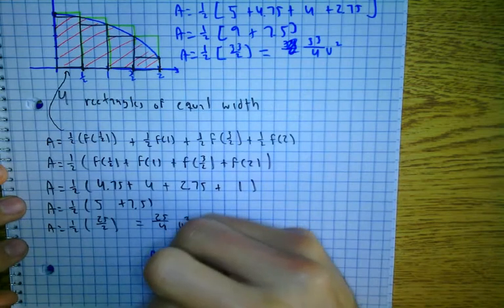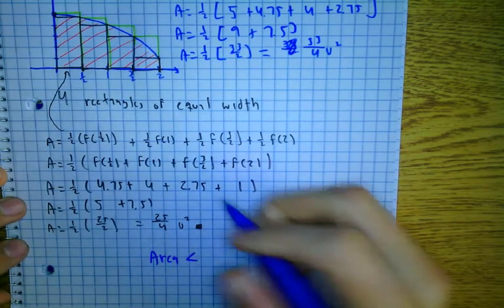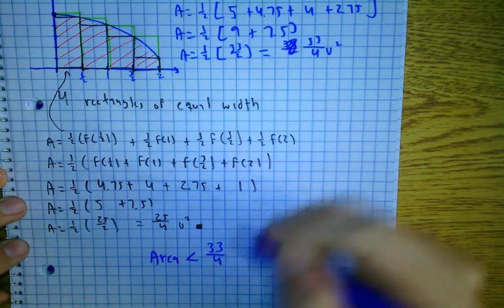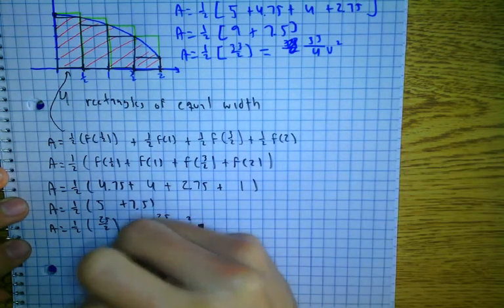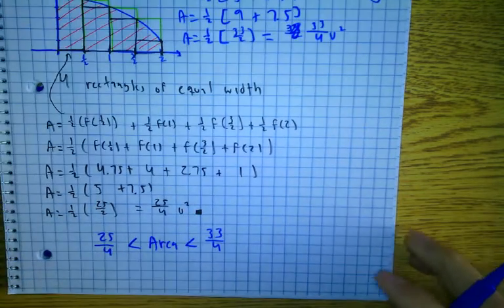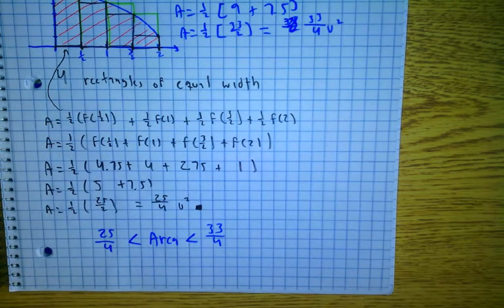Okay? Now here's what we actually know before we continue. The actual area under the curve is going to be less than 33/4, but greater than 25/4. You guys agree with that? Question for you. Still no calculus. How would you improve or get closer to what the area is? I mean, this is not terrible, but it could be better. How could we get closer?